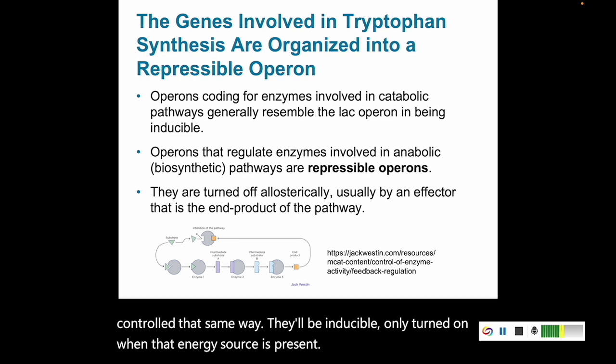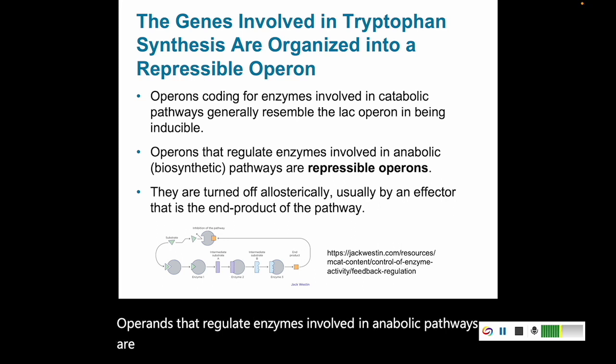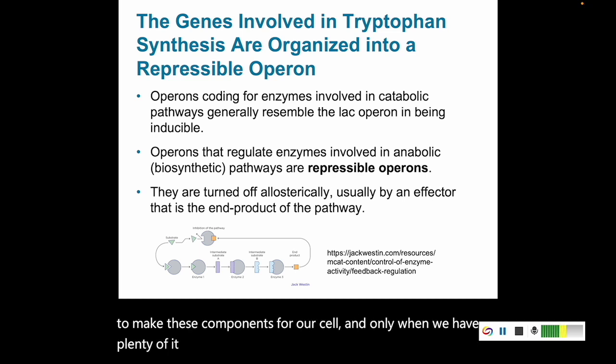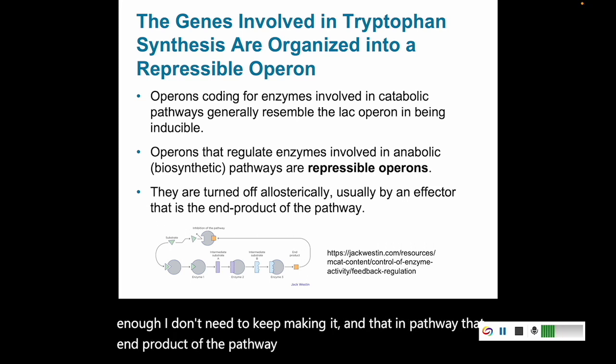Operons that regulate enzymes involved in anabolic pathways are generally repressible operons. So the default state is we need to make these components for our cell, and only when we have plenty of it built up does our cell respond by saying, okay, I have enough, I don't need to keep making it. And that end product of the pathway will repress that operon. So these are repressible operons.